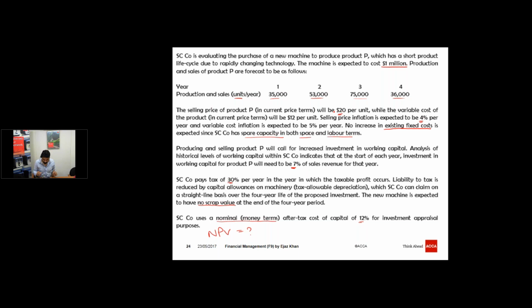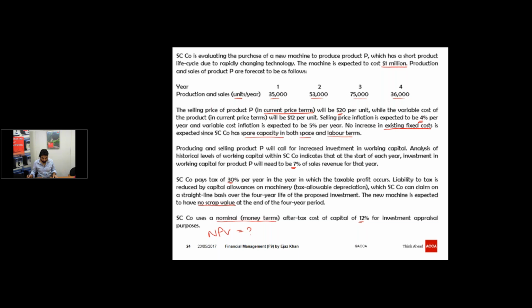That's the question. If you look at this, they say that the price is in current price terms, and current price terms means at point 0. So at point 0, the price is $20. And I have told you that we assume that the sales will start by the end of year 1, whereas the price mentioned is for point 0. So it will take 1 year, and in between the price will increase by 4%.